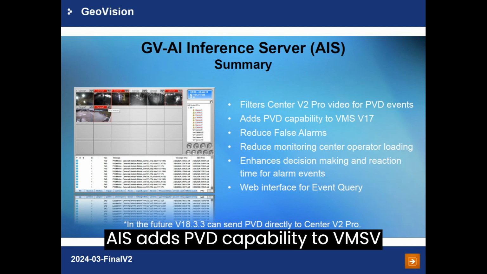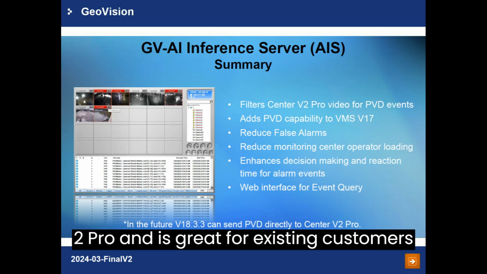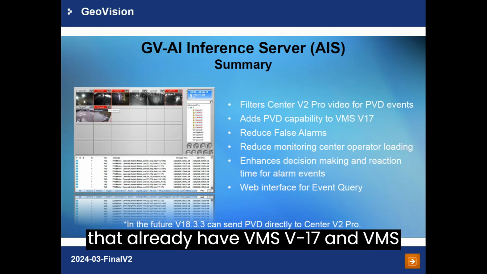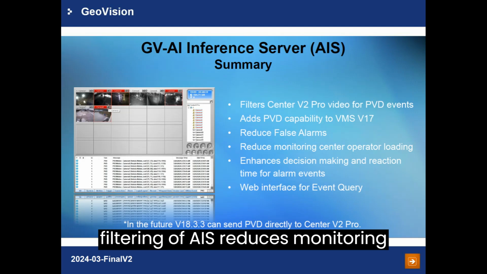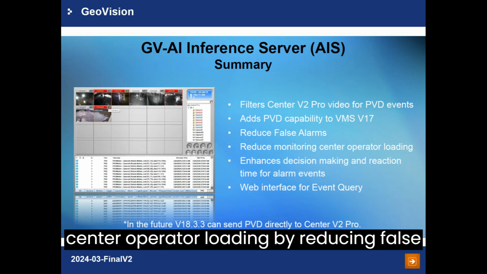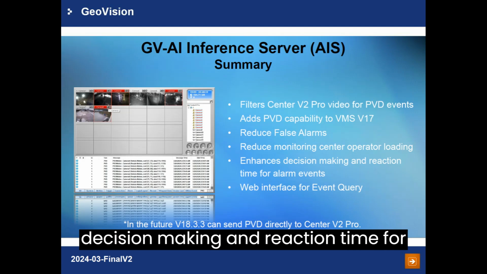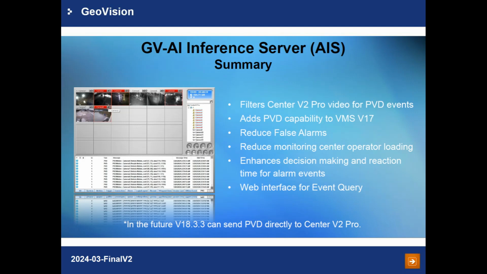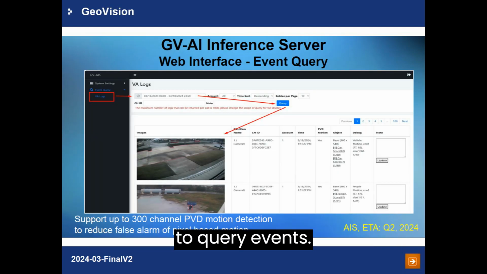AIS adds PVD capability to VMS v17 hosts connected to Center v2 Pro and is great for existing customers that already have VMS v17 and VMS version 18.3.2 installed on-site. PVD filtering of AIS reduces monitoring center operator loading by reducing false alarms, ultimately improving the decision-making and reaction time for alarm events. AIS also has a web interface for users to query events.